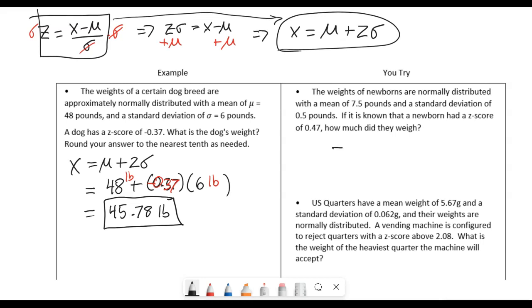Okay, the first one should be 7.735 pounds. And the second one should be 5.79896 grams. I did no rounding just to make sure I got full credit. If there are rounding instructions, go ahead and do so. The only rounding instructions in general are z-scores to 2 decimal places in most cases. But as far as the real-world values, we don't really have any conventions.